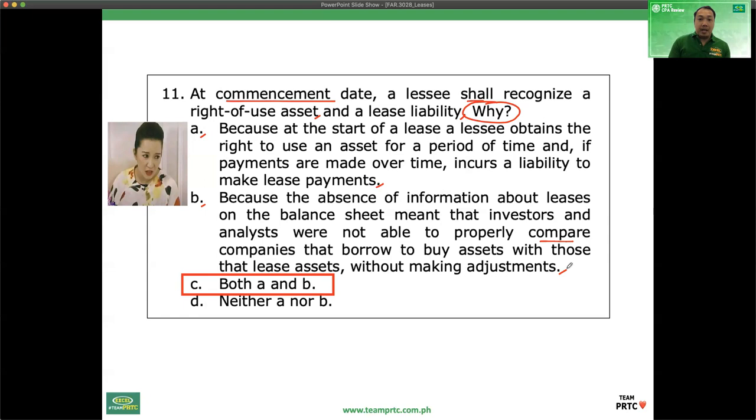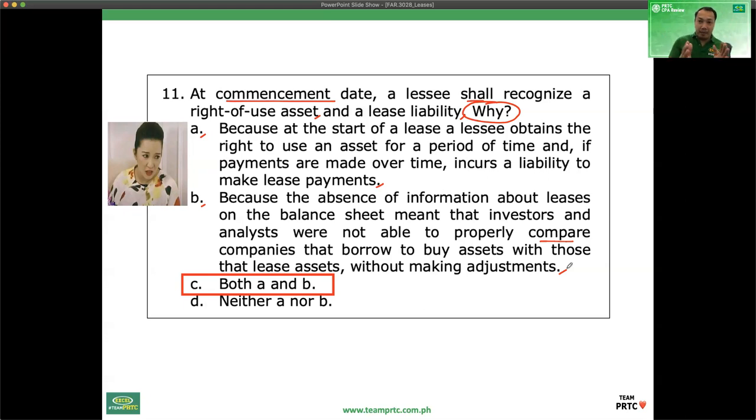Okay? So kaya kapag ikaw yung investor, let's say mag-i-invest ka, kanino ka mag-i-invest? Kay company A or kay company B? Si company A, bumibili siya ng assets using borrowed funds. So nangungutang siya para mabili niya yung asset. Ito namang si company B, nagre-renta lang siya. So, itong si company A, pag tinignan mo yung balance sheet niya, may asset, may liability. Pag tinignan mo yung balance sheet ni company B, walang asset, walang liability kasi operating lease.